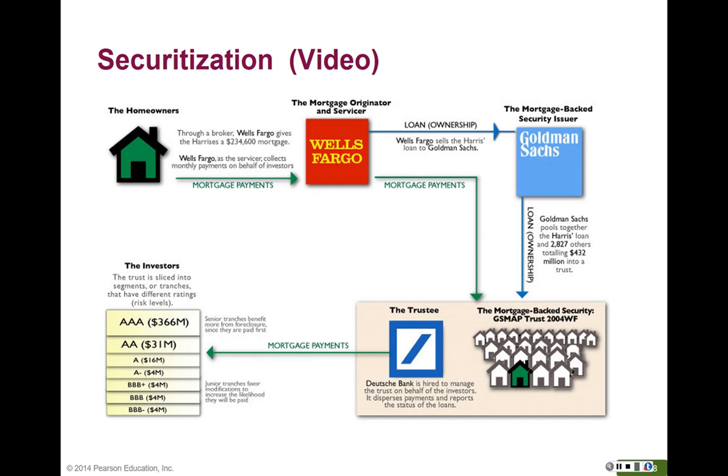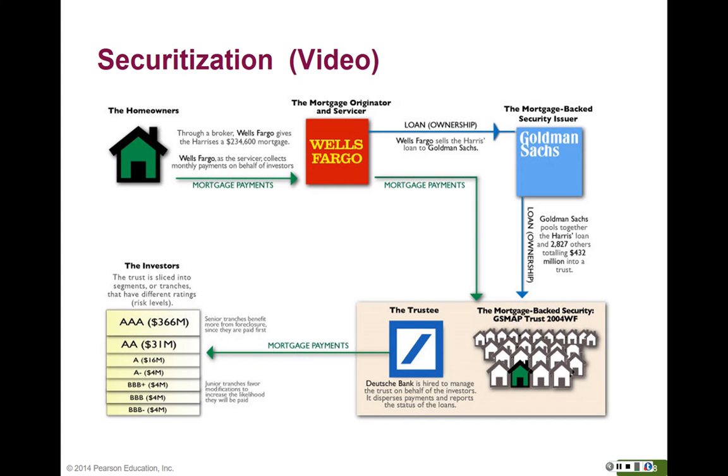You can see Goldman Sachs, the blue square, is the mortgage-backed security issuer. So Wells Fargo is not going to keep Harris's loan in their bank. They sell it to Goldman Sachs. What is Goldman Sachs going to do with the loans? They are going to package many, many households' loans together and issue them as securities in the global financial markets.